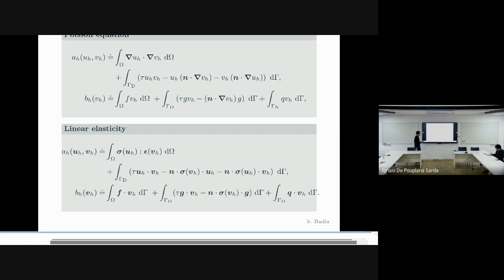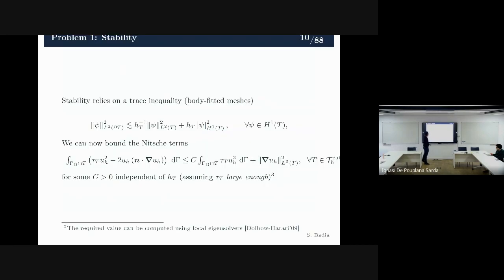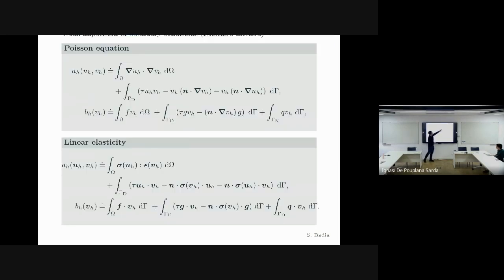But unfortunately, this is not enough, okay? Because just to give you an idea, this method in general is not going to be stable. Because with Nitsche methods, you have these terms that have no sign. They don't provide the stability. So you need to absorb them with a part that provides stability, right?